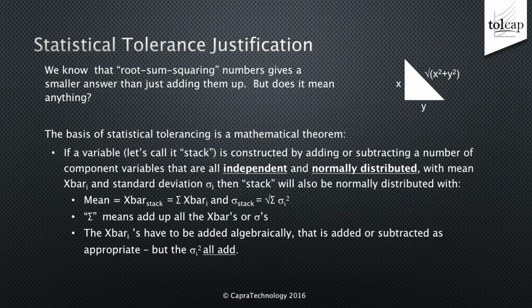Now, it's a property of a normal distribution that if you add or subtract variables that are independent and normally distributed, as we want to do to make up this variable stack, then the result follows a normal distribution. Further, this variable would have a mean, which is the sum of the component means, and a standard deviation, which is the root sum square of the component standard deviations. The means have to be added algebraically, that is, added or subtracted as appropriate, but the sigma squareds, of course, all add.